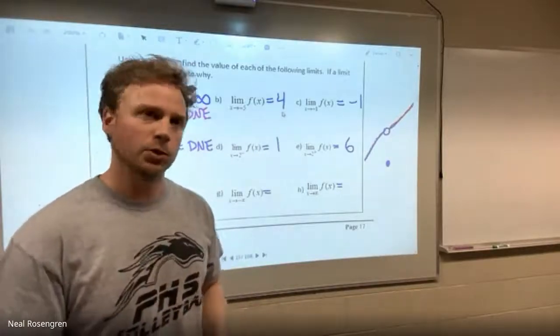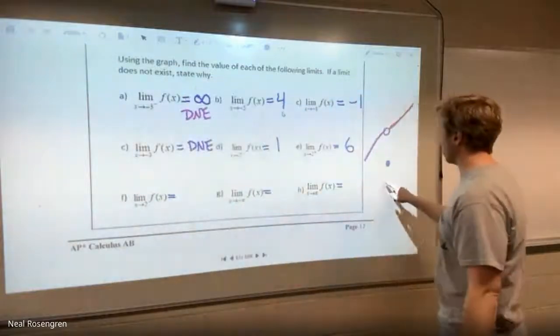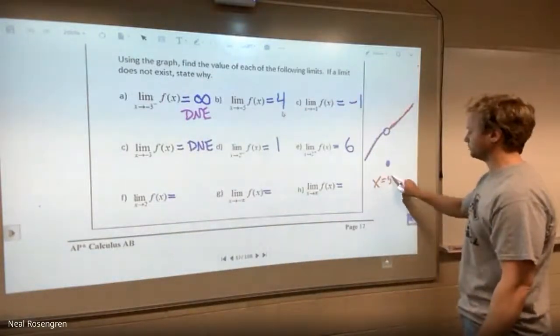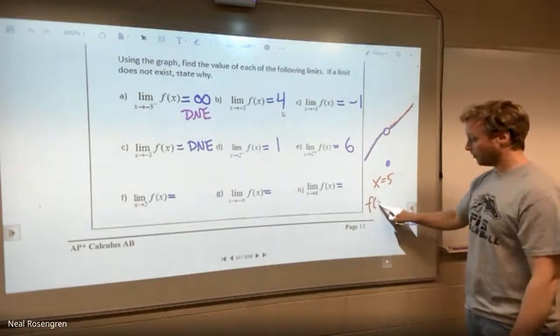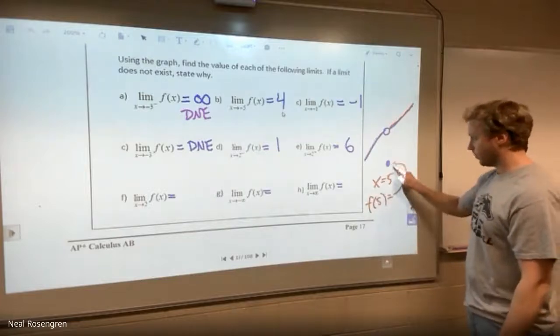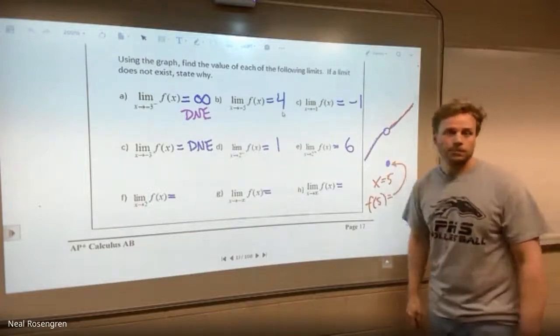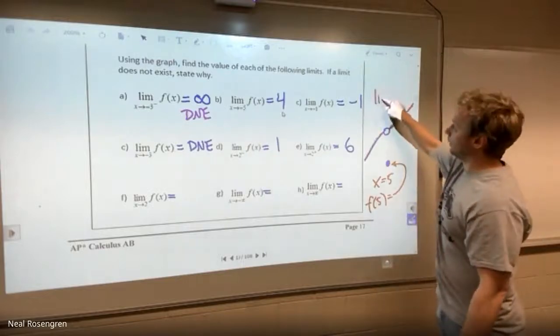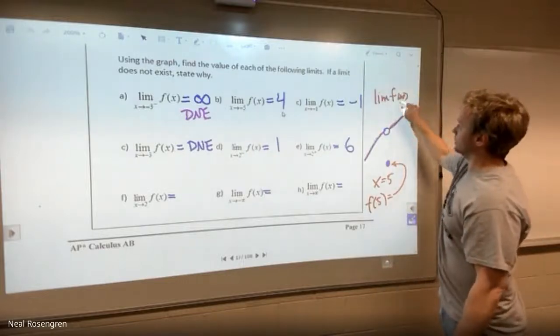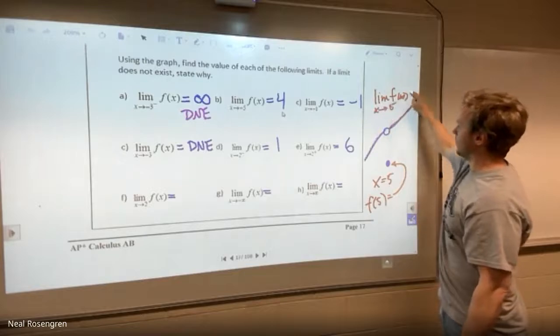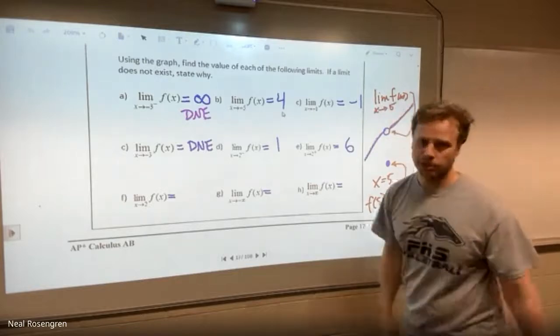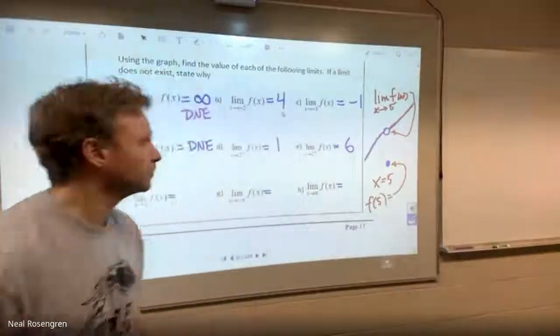Big difference between, okay, I'm on a graph somewhere. Let's say this is like x equals 5, right? f of 5 is that point right there. It's whatever the point is. But the limit of f of x as x approaches 5, that's the location of the hole. That makes sense. Thank you.